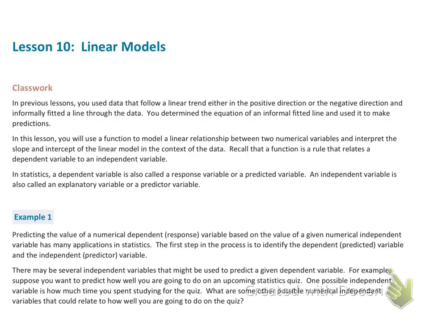So through the year, you might have a week where you spent 3 hours, another time you spent 5, another time you spent none. And then you could predict based on that what your quiz score might be. And then the question is asked, what are some other possible numerical independent variables that could relate to how well you're going to do on the quiz?